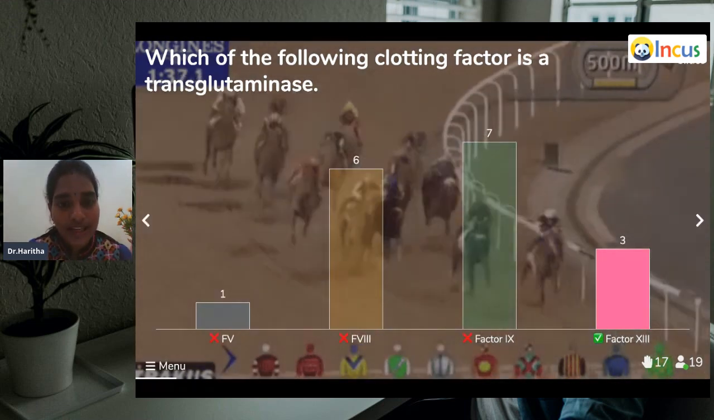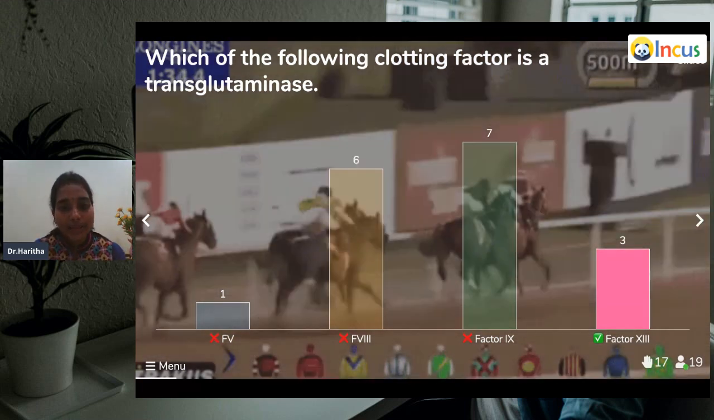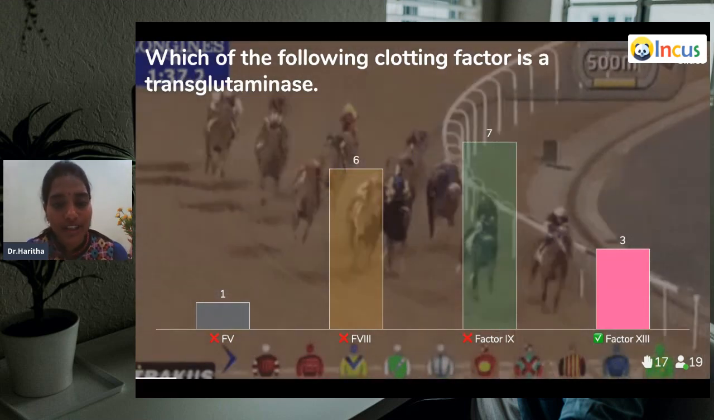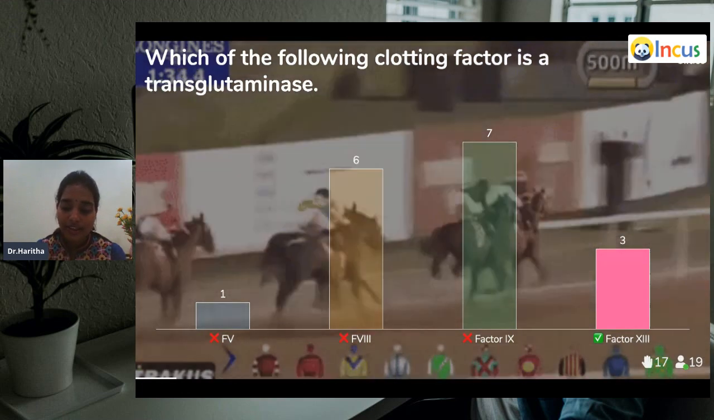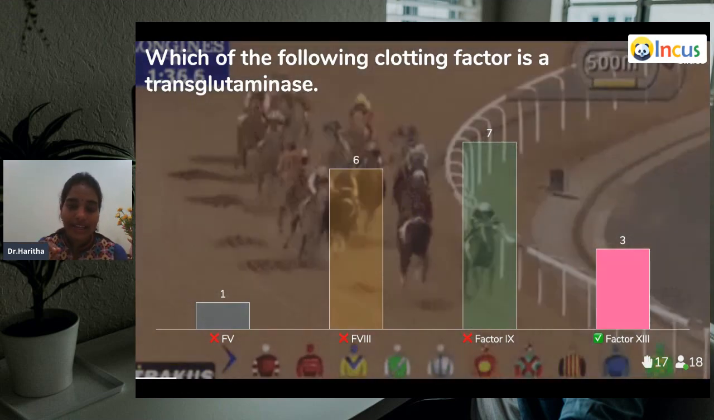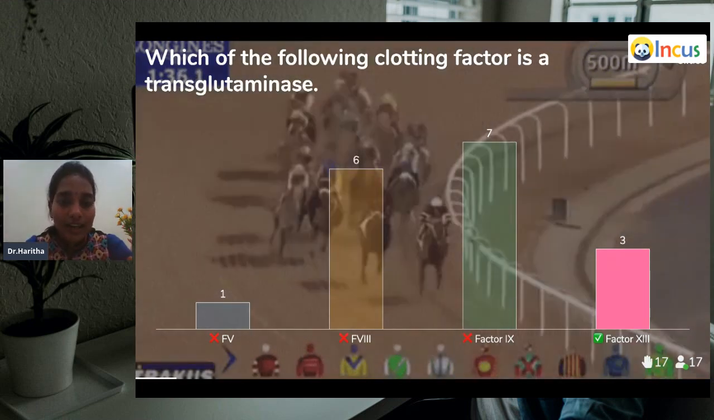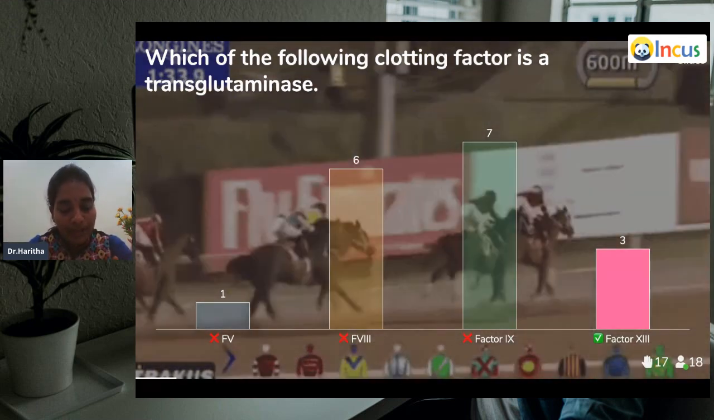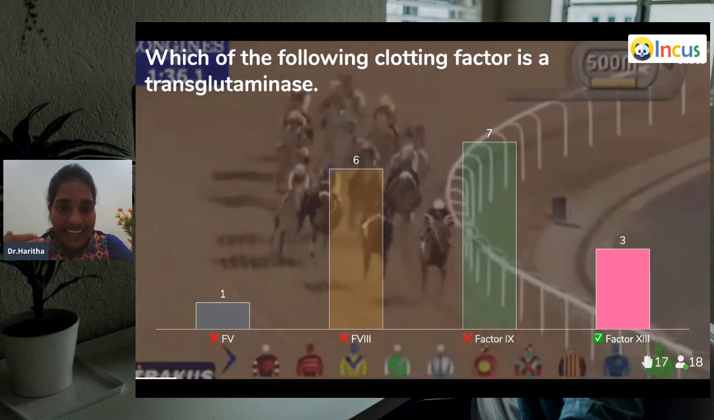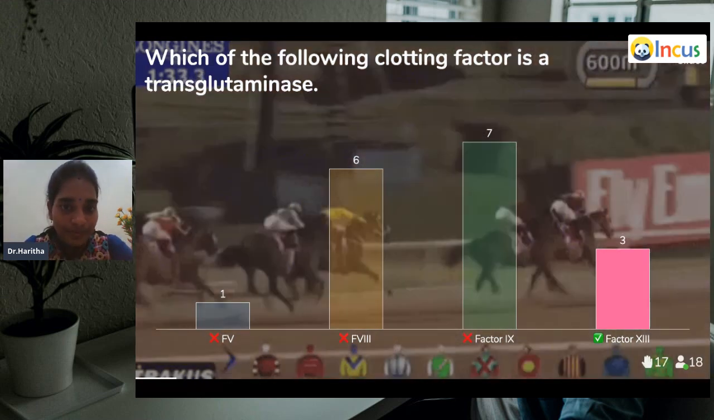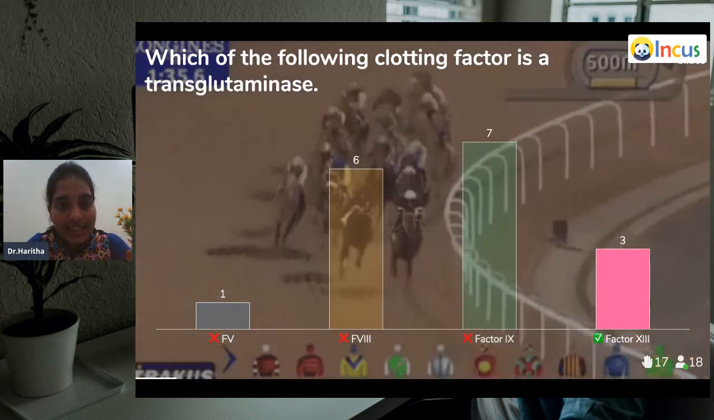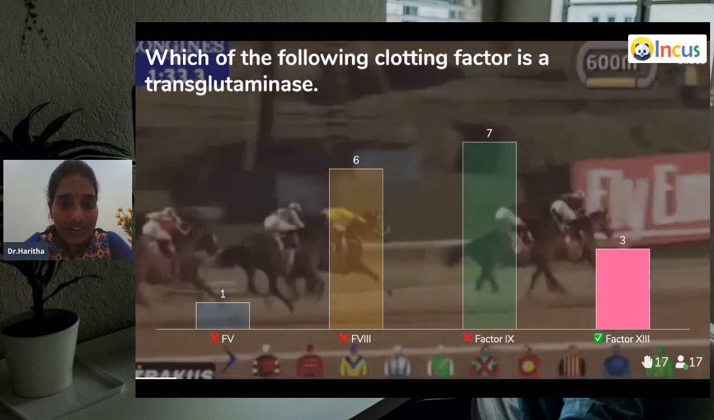Time is up. See, all clotting factors are serine proteases. Most of them are serine proteases. They cleave proteins and act. These cleave the proteins and act in the pre-synthetic form. Okay, and also they circulate as inactive zymogens within the blood. Now, factor 13 is an example of transglutaminase, which is the right answer.